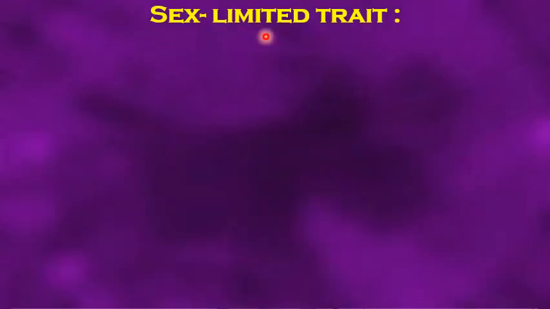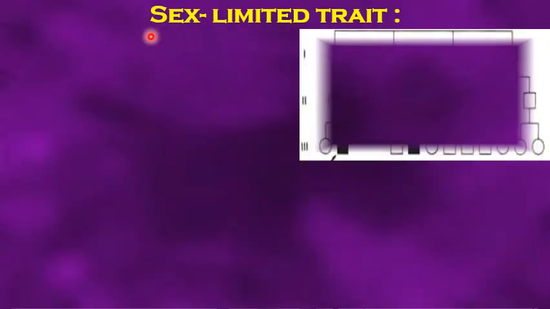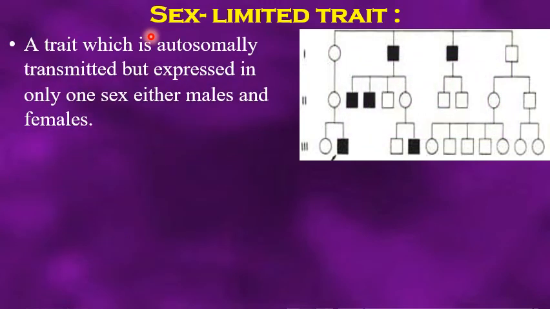Other mode: sex-limited traits. A trait which is autosomally transmitted but expressed in only one sex, either males or females.